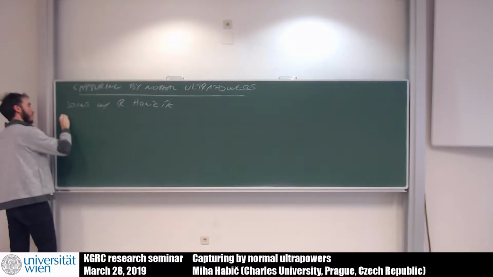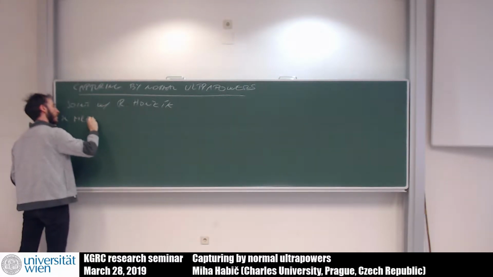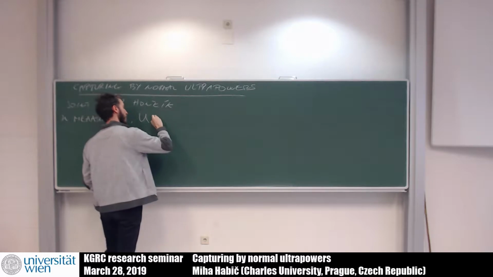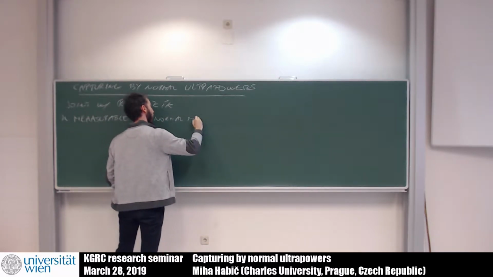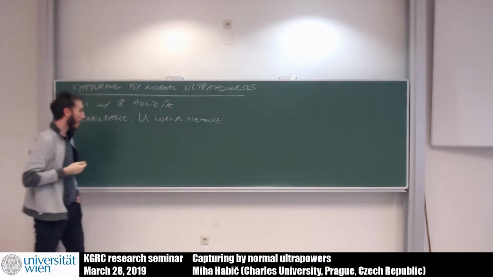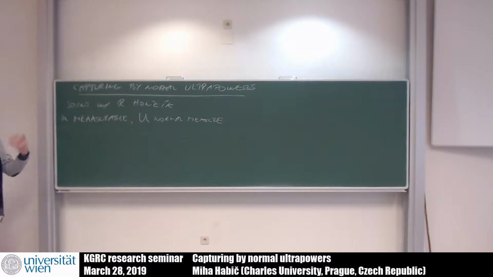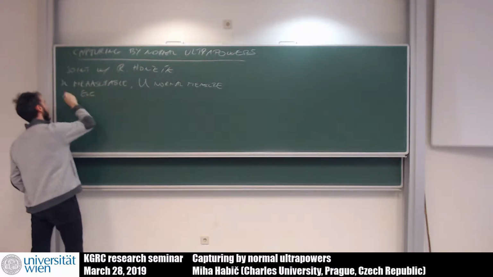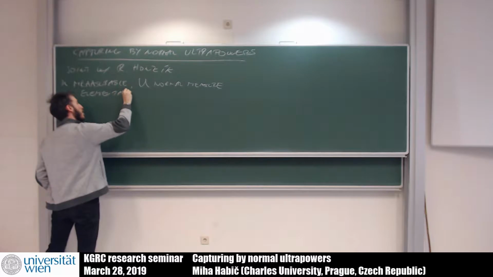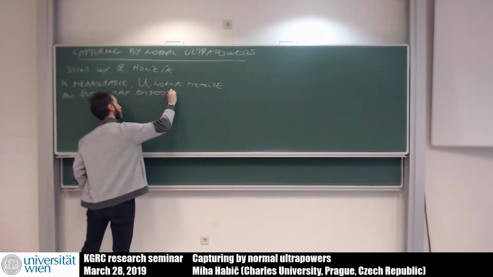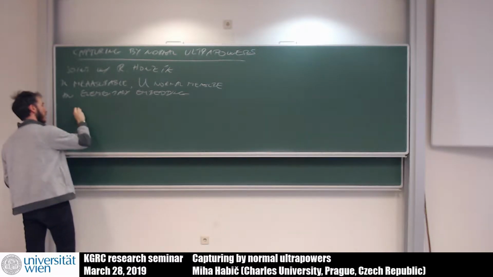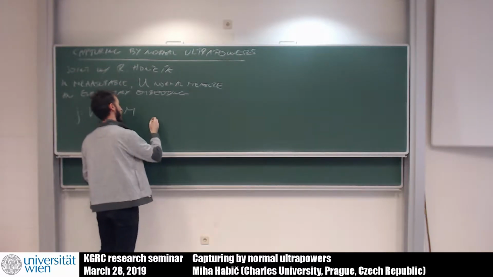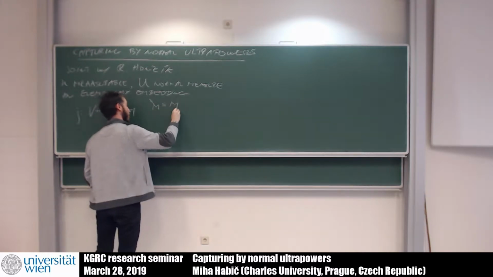So in general, I want to fix a measurable cardinal kappa. If I have a measurable cardinal kappa, I can take a normal measure on it, right? I take this normal measure, I can do the standard ultrapower construction. And what this gives me is an elementary embedding J from V to M, where M is a reasonably nice model, right? So let's say M is closed under kappa sequences.